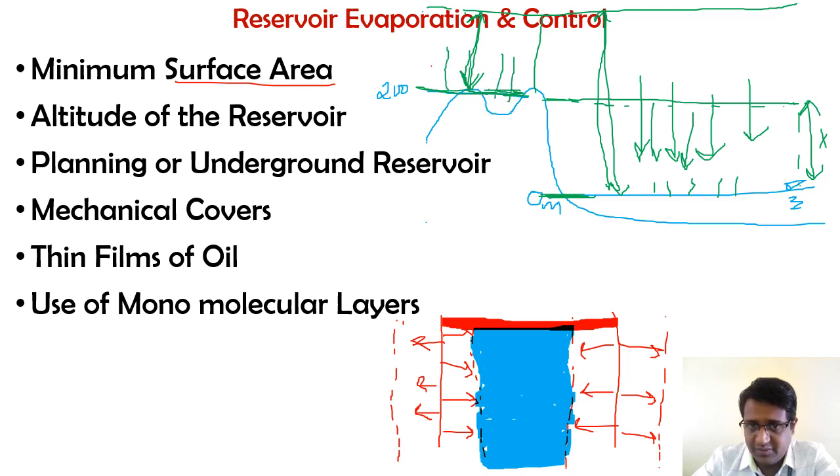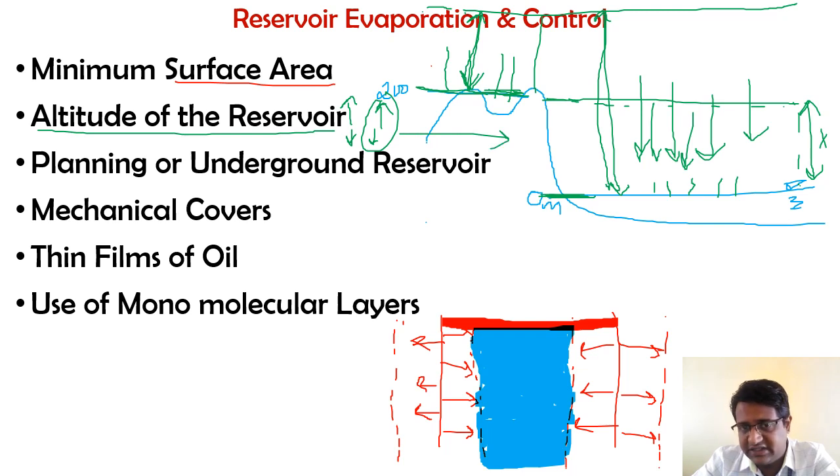So with this explanation, what I would like to say is, the altitude of the reservoir will vary. If the altitude is more, then your evaporation rate will also be more. If the altitude is less, your evaporation rate will be less. The reason for that I have just explained over here. So this is the second point, altitude of the reservoir.